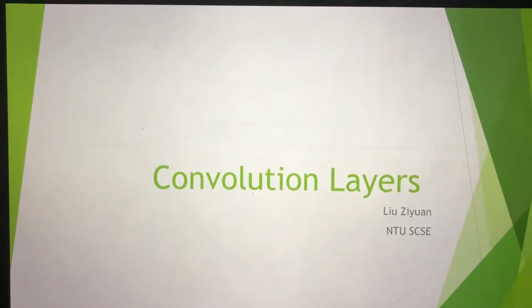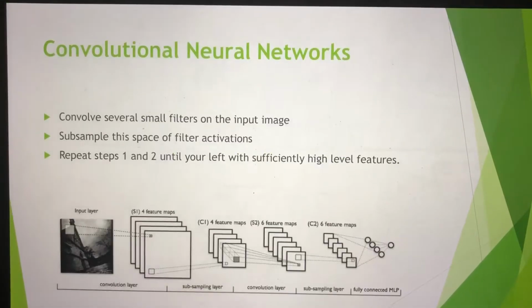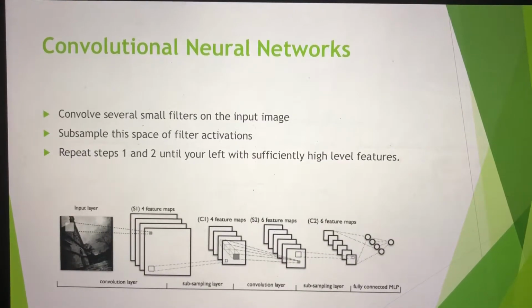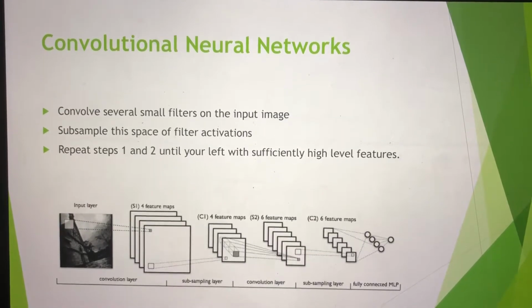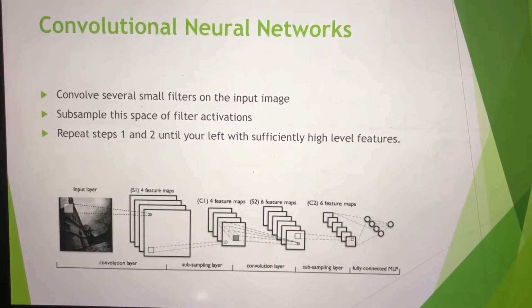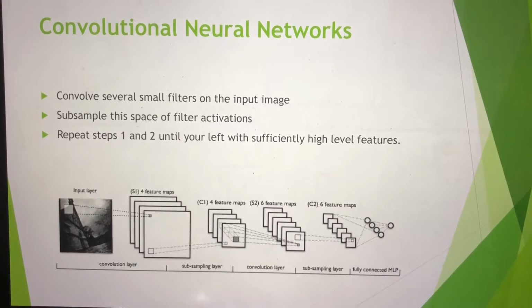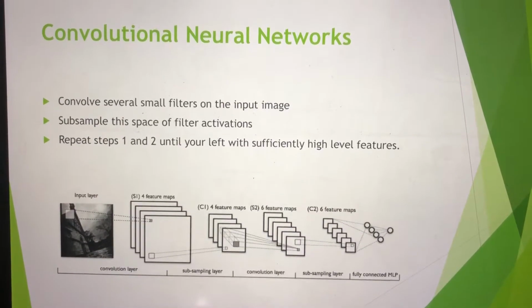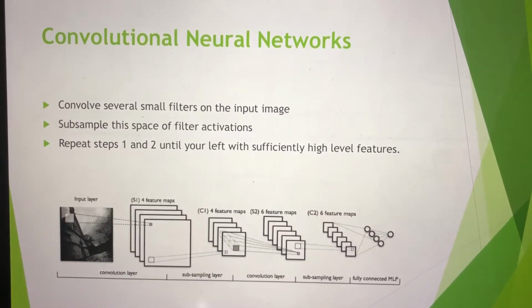I'm from NTU SSE. Today I'm going to talk about the convolution layers. First, let's take a look at the convolutional neural networks. In this network, it takes an image as the input, and as shown below, we have an input layer, a convolution layer and a subsampling layer, or we can call it a pooling layer, and the repeat of these two layers, and at the last we get a fully connected multi-layer perceptron to get the class label we want.